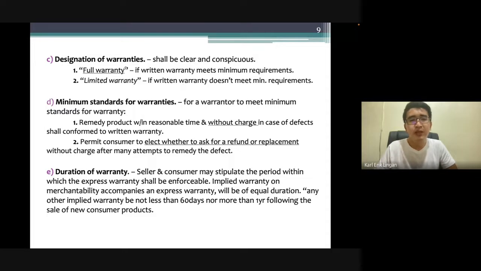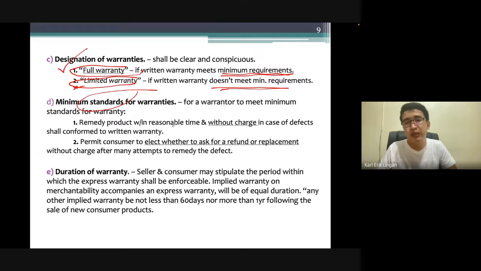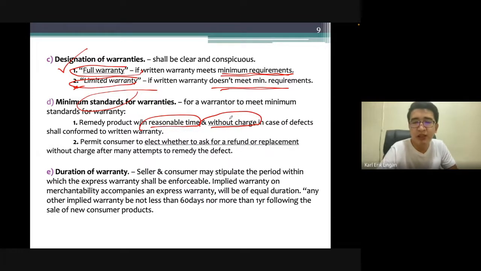There is what we call full warranty and there's what we call limited warranty. Okay? If the written warranty meets minimum requirements, then you're entitled to a full warranty. If you were not able to meet the minimum requirements, then you're only entitled to a limited warranty. There are also standards for warranty. Remedy the product within reasonable time without charge in case of defects, and it shall conform to the written warranty. Kaya nga meron tayong, di ba, within 7 days, masira, within 5 days. Permit the consumer to elect whether to ask for refund or replacement without charge after many attempts to remedy the defect. If later on found out that it is really a defect in the product, then pwede mong papiliin si consumer whether to refund or i-replace na lang ng bagong product.